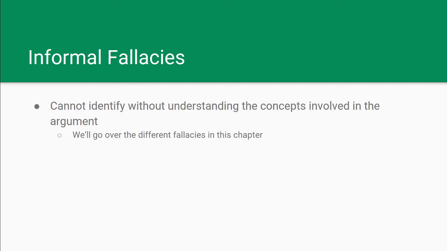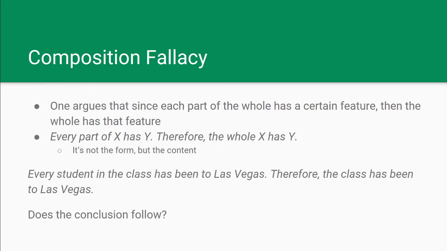When it comes to informal fallacies, on the other hand, we cannot identify them without understanding the concepts involved in the argument. And again, we're going to go over the different fallacies as discussed in the reading. Let's start with the composition fallacy. With the composition fallacy, one argues that since each part of the whole has a certain feature, then the whole has that feature. In other words, every part of X has Y, therefore the whole X has Y.